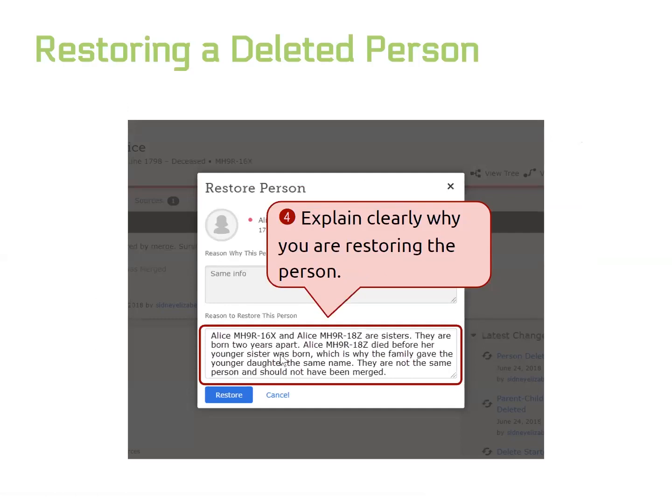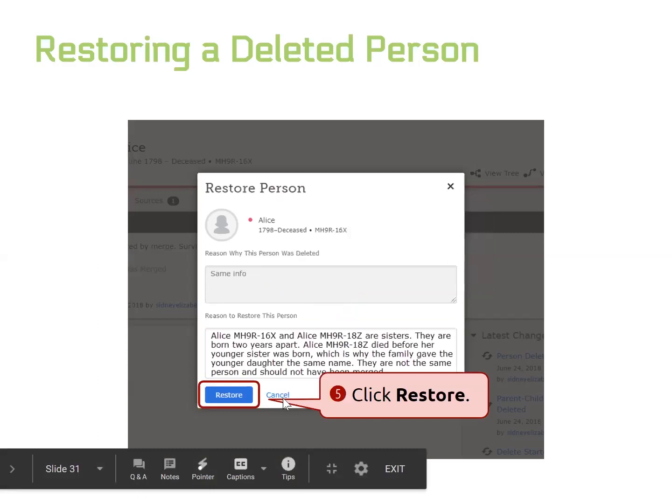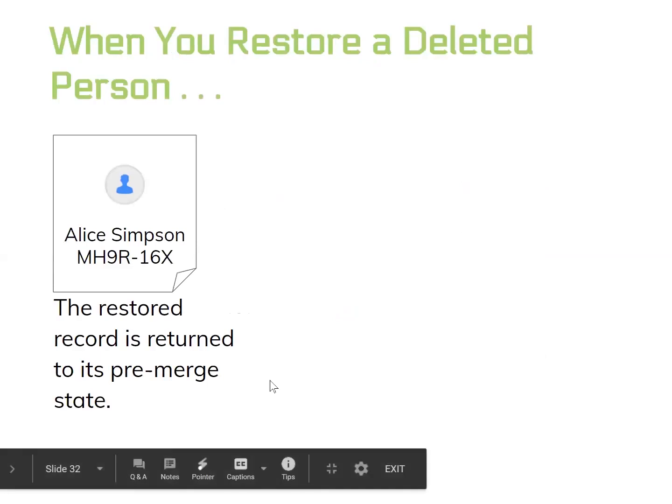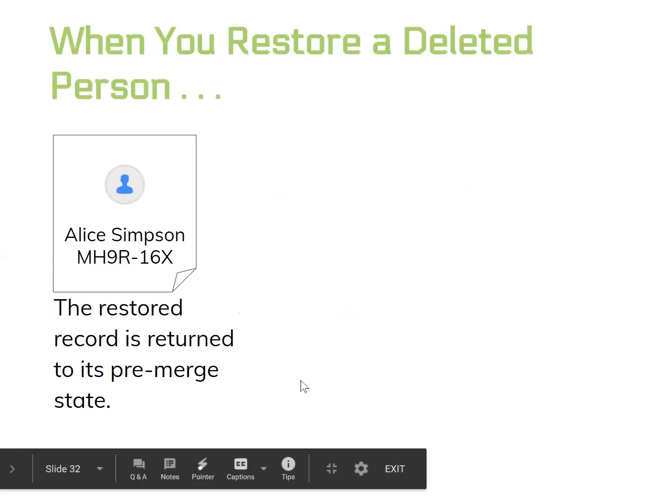They died 2 years apart, and there's the custom of reusing a name. So after I do that reason statement, then I click restore. And when you restore a deleted person, this is what happens. The restored record is returned to its pre-merge state. So that one we just undeleted goes exactly the way it was before the incorrect merge.